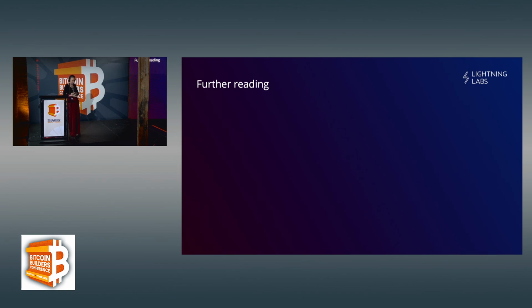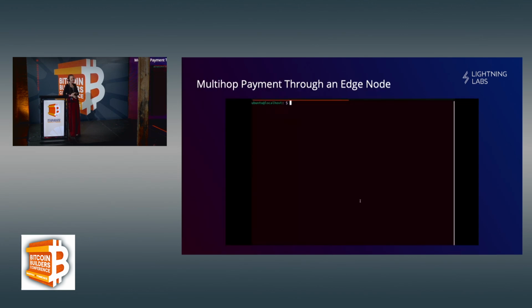Cool. All right. So I talked kind of fast. Now we have plenty of time for questions. That was a lot of information. Who has some questions about assets in Lightning, edge nodes, how any of that works?